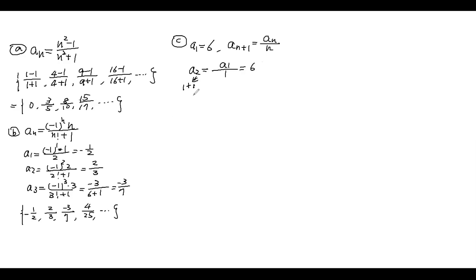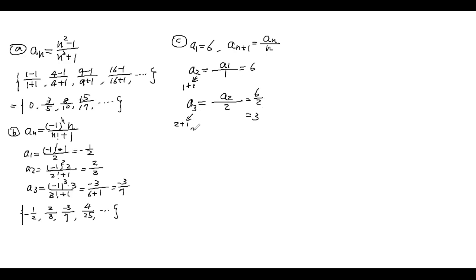Now for A3, let's take a look at A3. This will be 2 plus 1, right? So it will be the previous term, A2, over 2. From the previous one, we see A2 is 6. So this is 6 over 2, which is 3, right?